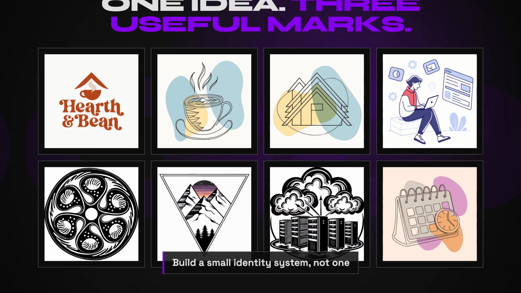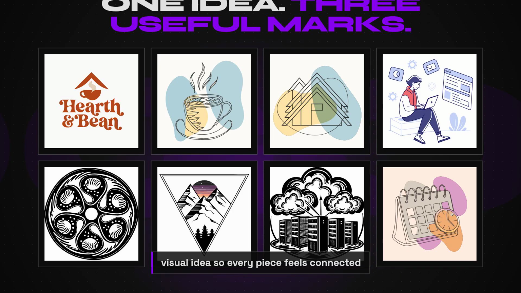Build a small identity system, not 1 overloaded badge. Keep a primary logo with the full names or date, a compact monogram for seals and favors, and a simple symbol for tiny uses. They should share the same line weight, spacing, and visual idea so every piece feels connected without forcing identical layouts everywhere.